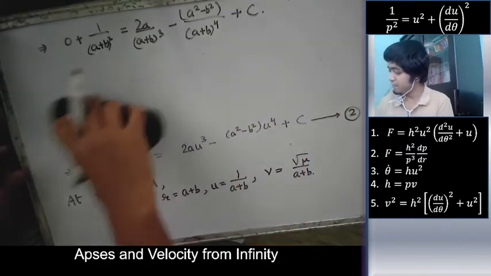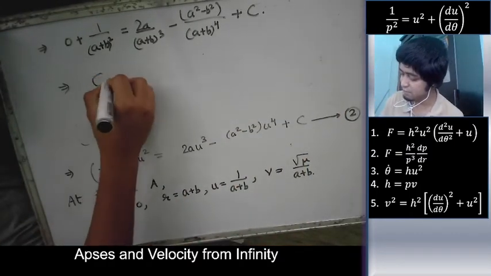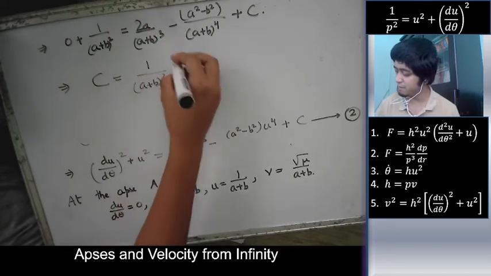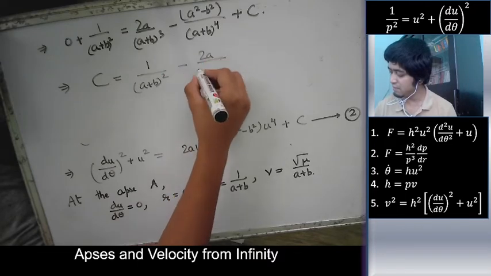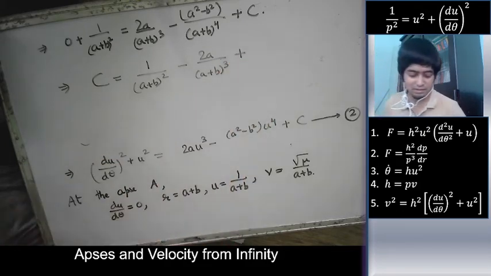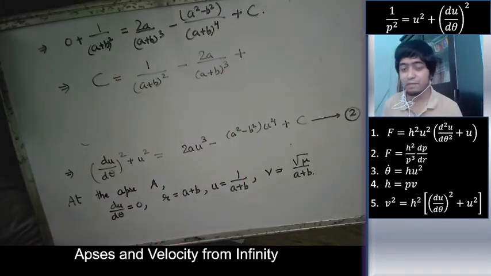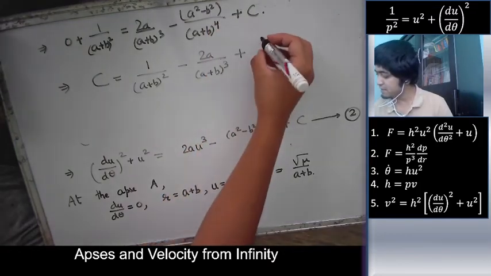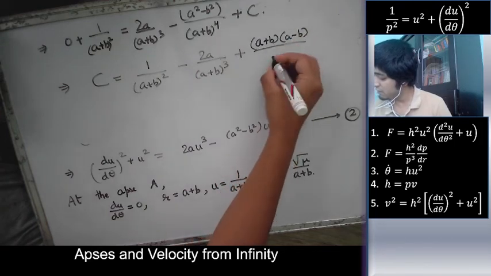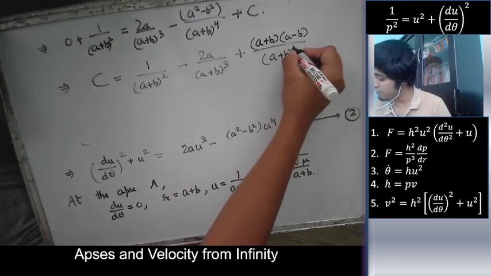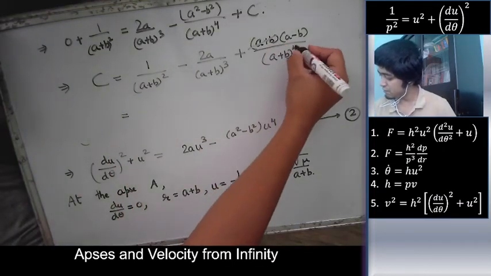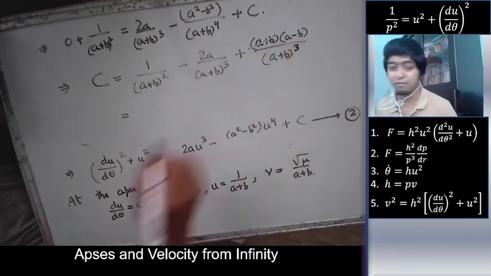Next, again we still need to find c, so we'll take c to one side, everything else to the other side. So it will be minus 2a by (a plus b) whole thing cube, and over here this one will change into a plus. And a square minus b square, you can easily write it down as (a plus b)(a minus b), and over here you will be having (a plus b) power 4. So a plus b, and this one will change into cube.